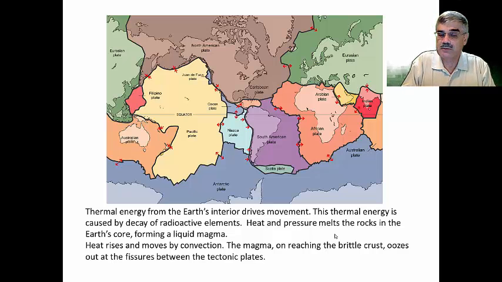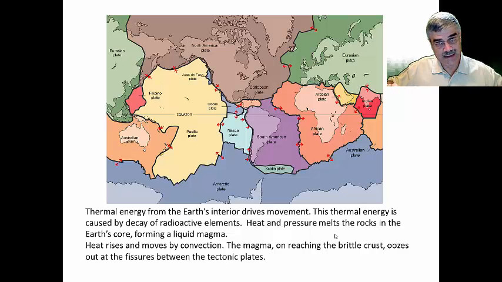Well, there's a lot of thermal energy in the Earth's interior, which we think drives this motion. This thermal energy is caused by the decay of radioactive elements, primarily uranium. This radioactive decay produces a lot of heat, and the core beneath the Earth's crust is very, very hot. A combination of this heat and the pressure melts the rock in the Earth's core, forming liquid magma.